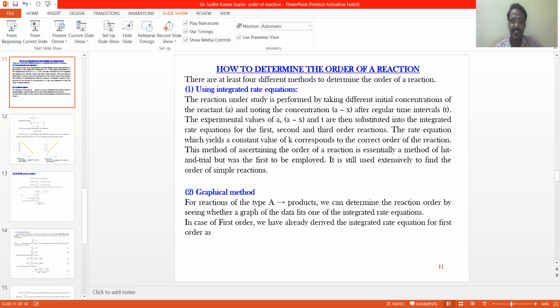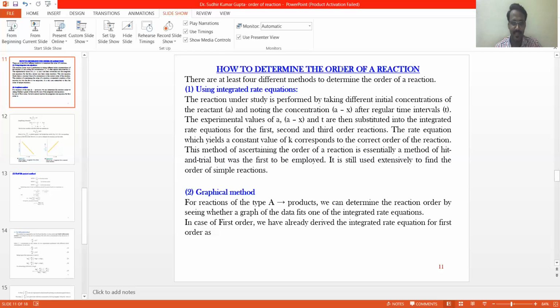So what do I mean to say? That we will start a reaction with different concentrations, and at different times we will measure its concentration. We'll put these concentration values in the different integrated rate equations: zero order, first order, second order, and third order. And the equation which gives the constant value of k defines the order of the reaction.